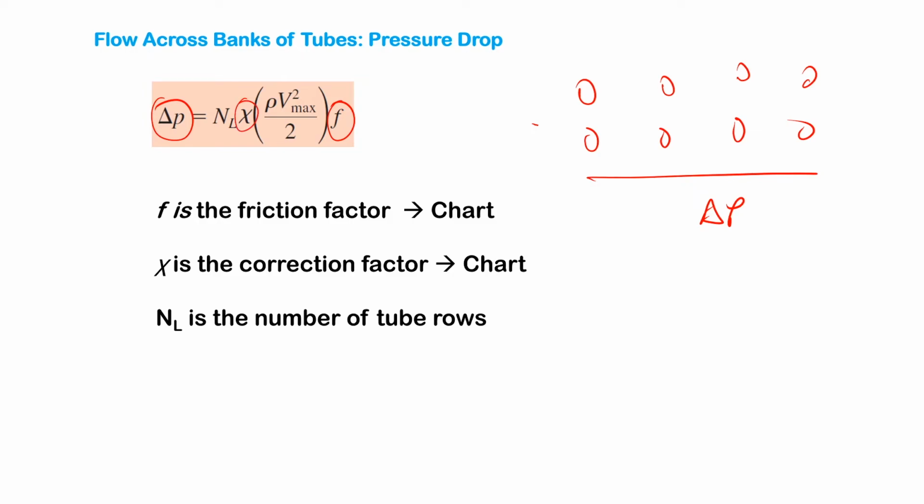You read these from the chart, and L is the number of tube rows. So how many tube rows do you have? One row, two tube rows. How many tube rows do you have? So row two. So this is how we calculate the pressure drop. And rho times V squared over 2 actually has the units of pressure.